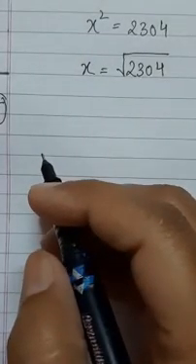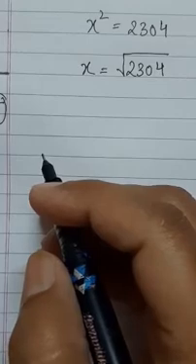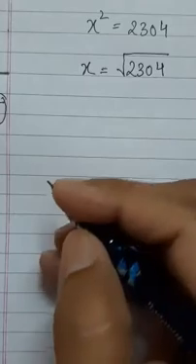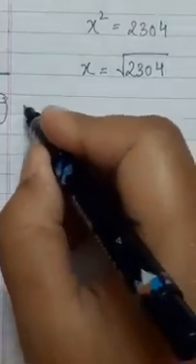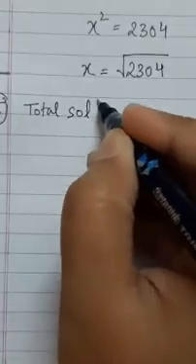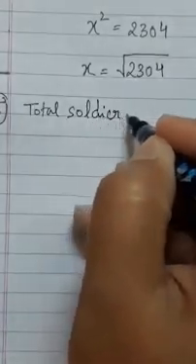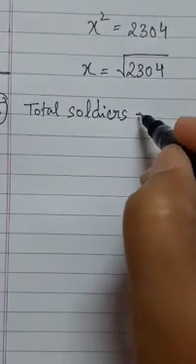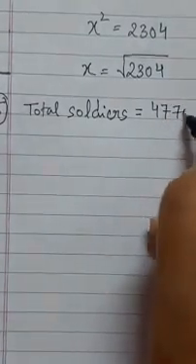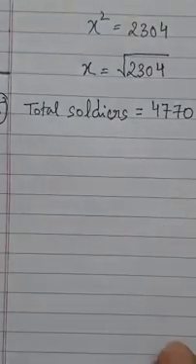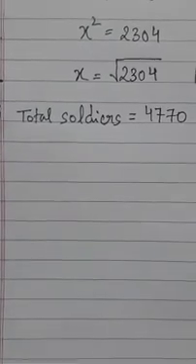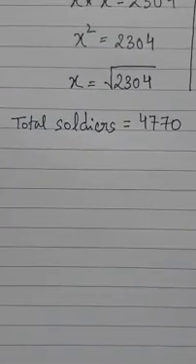Okay, question number 15 says, an army officer wishes to arrange 4770 soldiers. So the total soldiers are given. So let us write the given statement. Total soldiers which are given in the question are 4770. 4770 soldiers in the form of a square. So these soldiers are arranged by the officer in the form of a square.